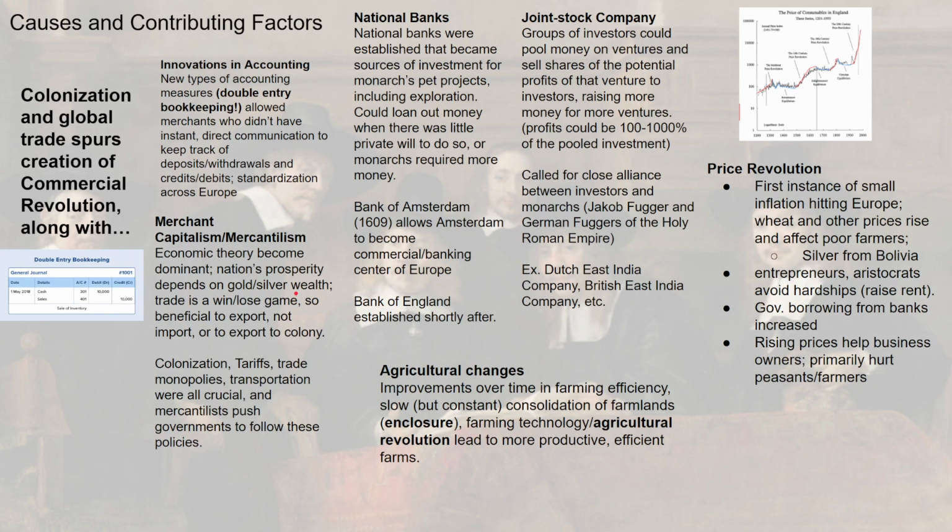But if everyone's following mercantilism, no one's going to want to give away gold and silver, right? So you do trade and business with your colonies or with people that will buy from you. So tariffs, trade monopolies, and colonization are all big parts of mercantilism, which stands for merchant capitalism. It's the predecessor to capitalism, which still is the dominant economic theory of today.